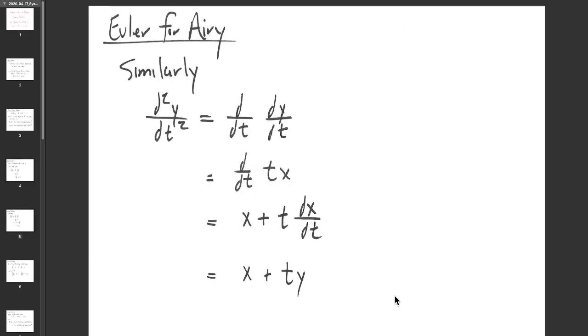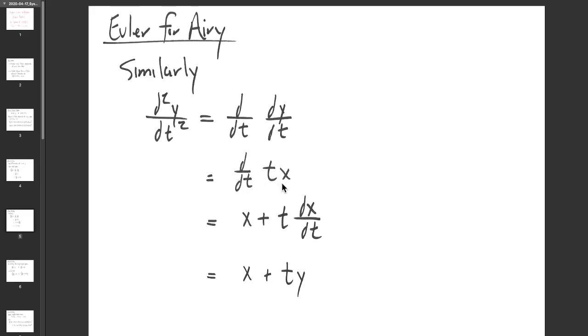Similarly, we can compute the second derivative of y, and you see that worked out here. It's the derivative of the first derivative. From the ODE, we know that the derivative of y is t times x. When we take the derivative of this, we have to remember that both t and x are functions of t, so we actually have to use the product rule here.